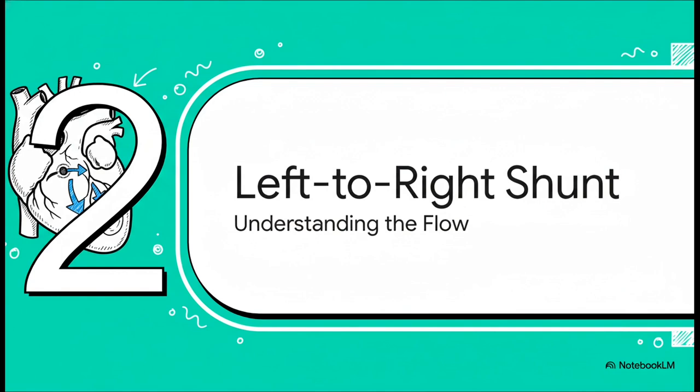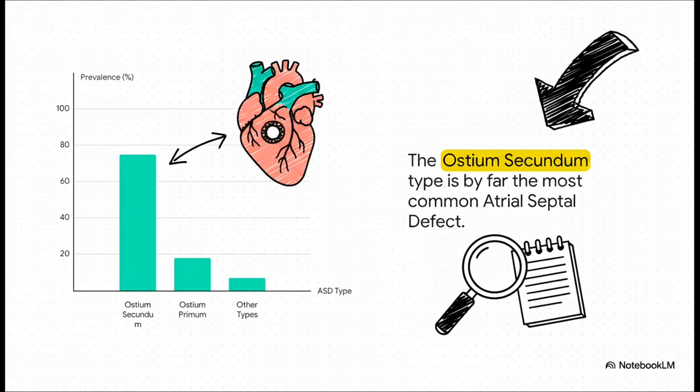So what if that door doesn't slam shut? What happens when that hole sticks around after birth? Well, that's where we get to the heart of the problem, the core pathophysiology, what we call the left-to-right shunt. Now, not all ASDs are created equal. There are a few different types, but look at this chart. The one you absolutely have to know is the ostium secundum type. It is, by far, the most common, making up about 75% of all cases. If you're studying for an exam, this is a must-know fact.